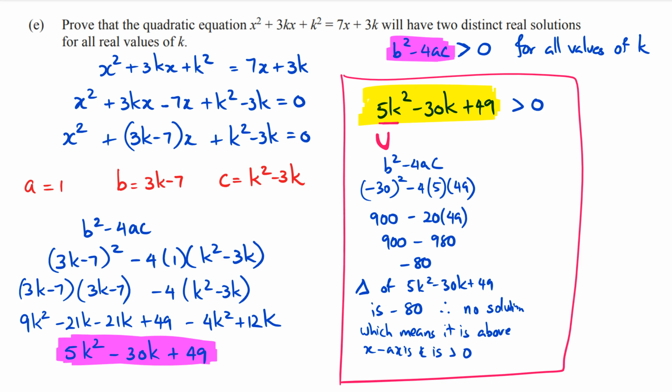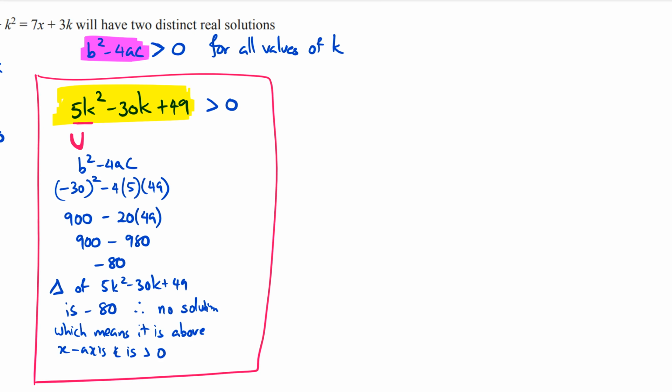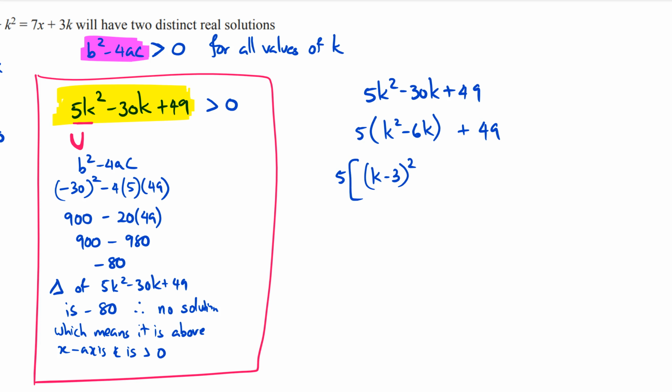But what the answer schedule did was this. They did it like this. They went 5k squared minus 30k plus 49, which is what they had. They completed the square by doing this: 5 times k squared minus 6k, plus 49. So k squared minus 6k, they completed the square by doing k minus 3 squared. And then, of course, we've got to subtract that 9, and add it back to make it 49 like this.